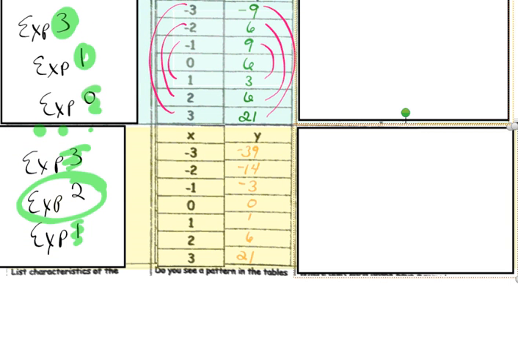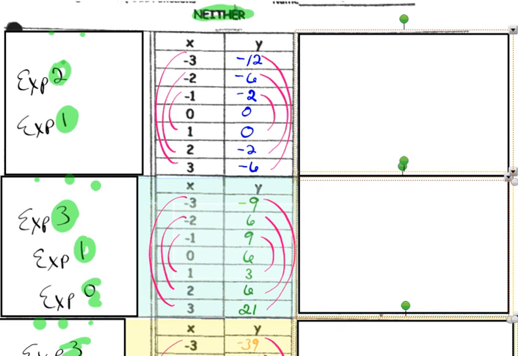Remember, now, opposite values of x, definitely don't get opposite values. Opposite values of x, no. Opposite values of x, no. Okay. So I definitely do not have a pattern forming in my table of values. So let's look at our graphs.